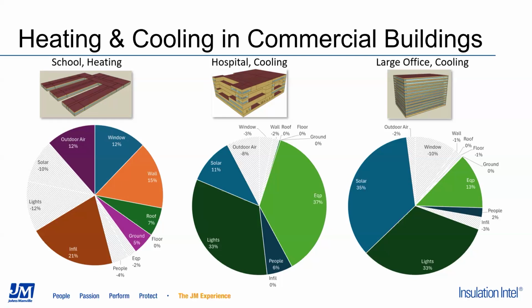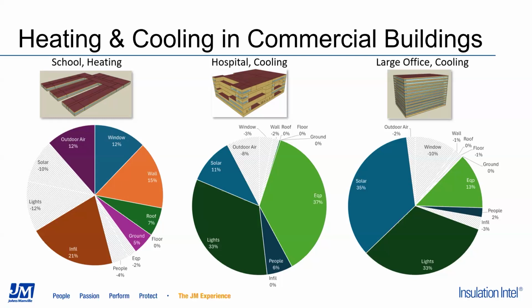So the size and the complexity of the systems is really important. And getting back to this issue of perimeter zones versus core zones, it is not uncommon in commercial buildings, especially large ones like hospitals and large offices, for both heating and cooling to be called for simultaneously in different parts of the same building.